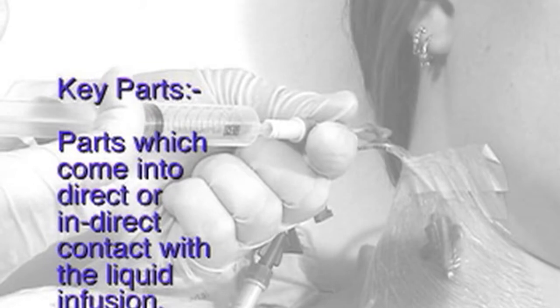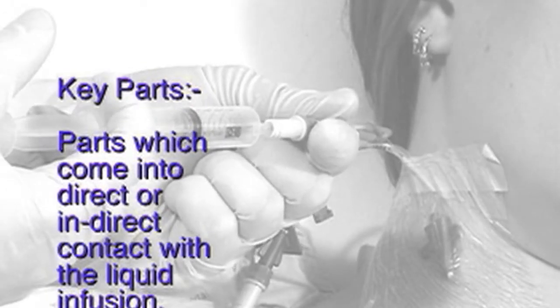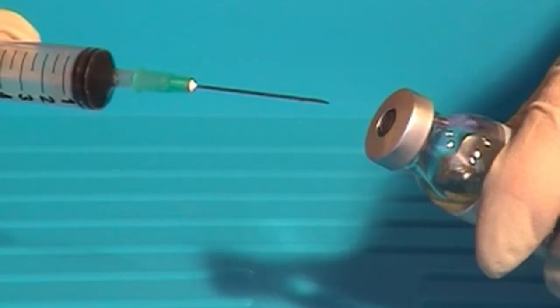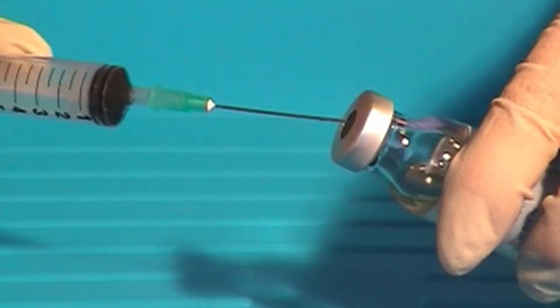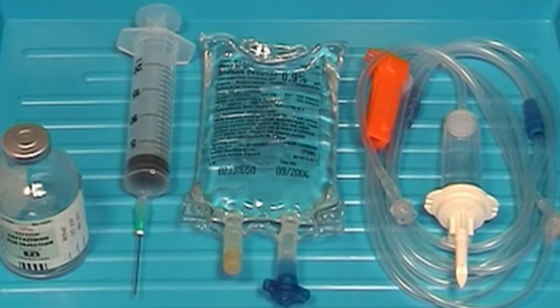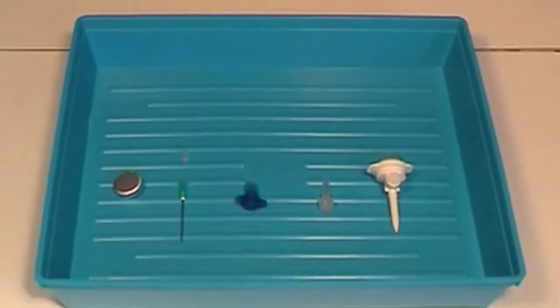In IV therapy, key parts are those parts which come into direct or indirect contact with the liquid infusion, or in other words, those parts of the equipment that, if contaminated, could infect the patients, such as this needle and injectable bung. In reality, there aren't usually many key parts in most procedures. A typical procedure like this one has 5 key parts, which must remain untouched at all times.